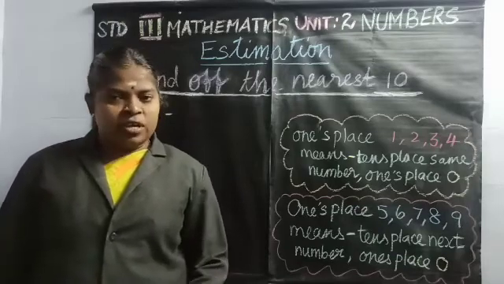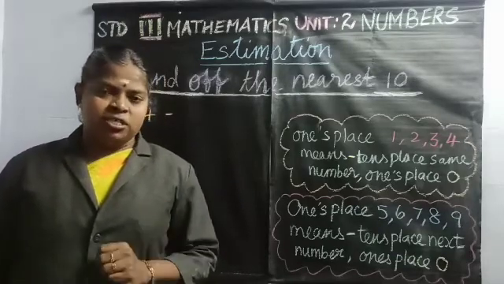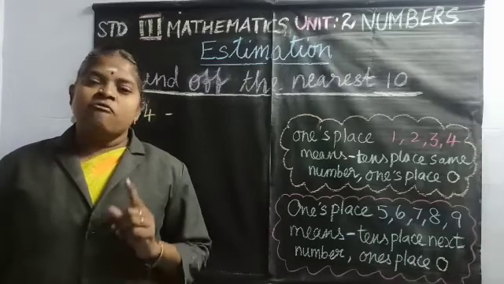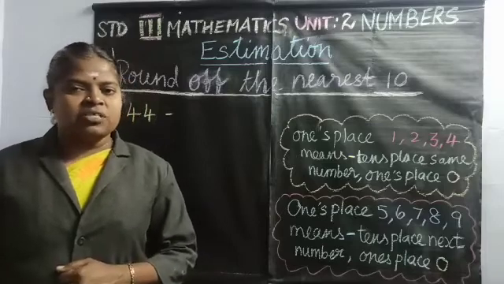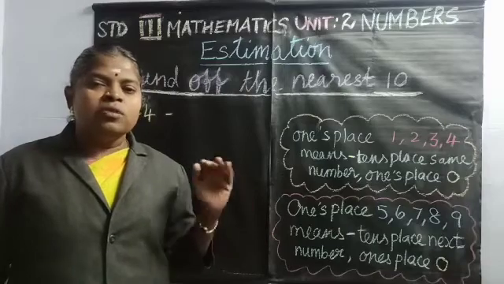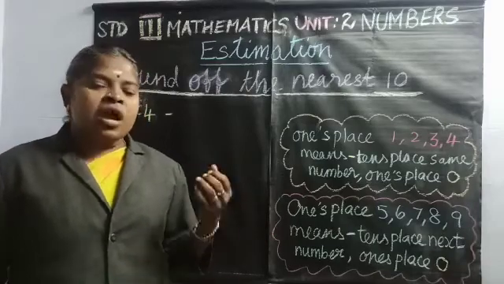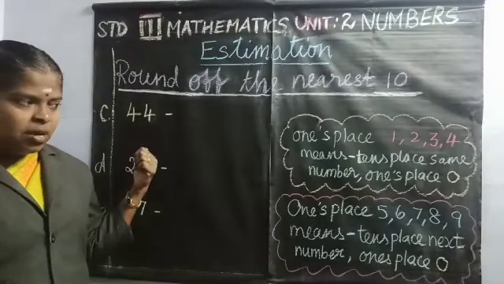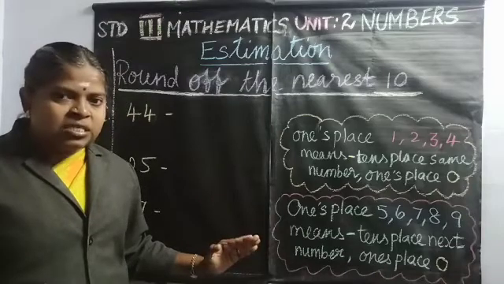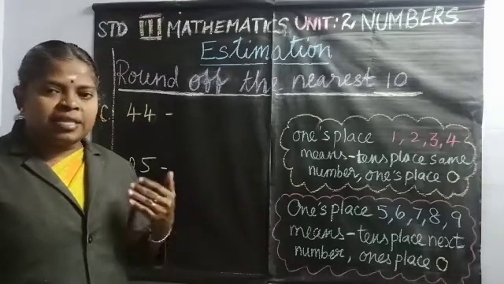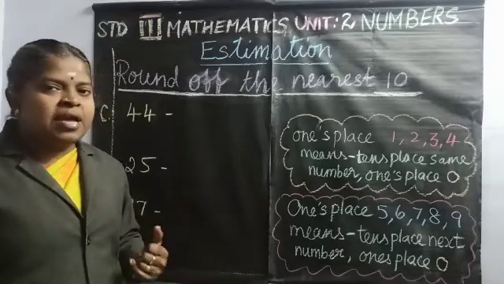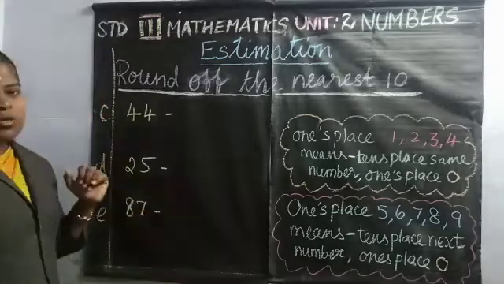Children, now we can round off the numbers to the nearest tens without using a number line. While rounding off the numbers, first we have to check the ones place. If the ones place is 1, 2, 3 or 4, we write the same tens place number and 0 in the ones place. If the ones place is 5, 6, 7, 8, 9, we write the next number in the tens place and 0 in the ones place. So we can do the sums.